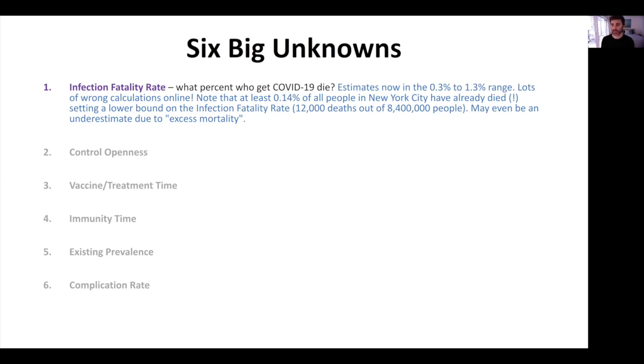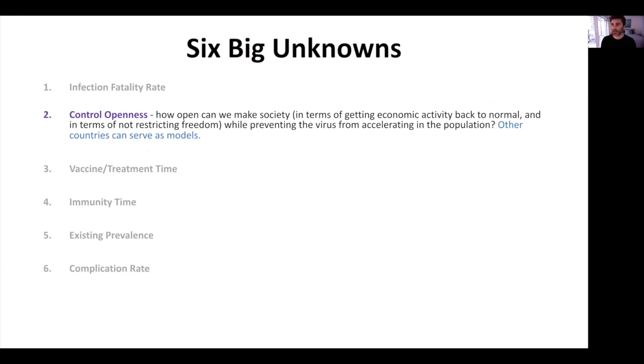Okay, this brings us to the second big unknown, which is control openness, which means how much can we open society in terms of both getting economic activity back to normal and in terms of not restricting people's freedoms, while preventing the virus from accelerating exponentially in the population. So if we don't get control openness right, the virus expands exponentially throughout the population, and we need to know how much opening of society we can do. Now, other countries are, of course, going to serve as a model for this because a number of countries have started opening in various ways. So, for example, we can look at Beijing and see what's happening there.